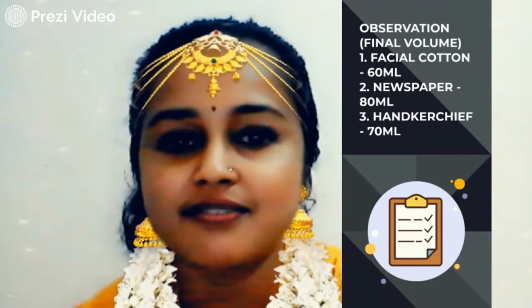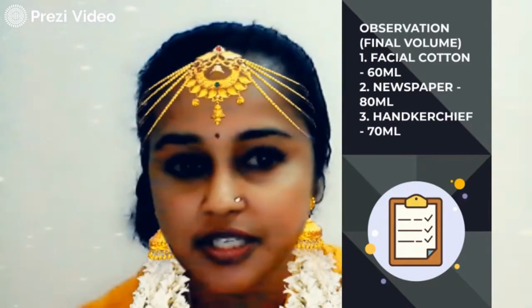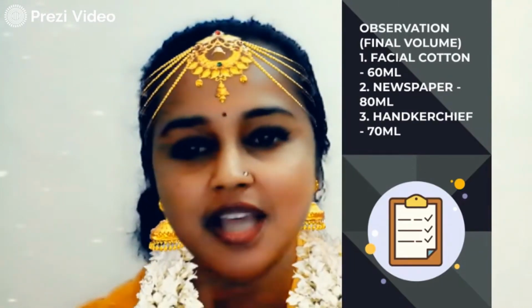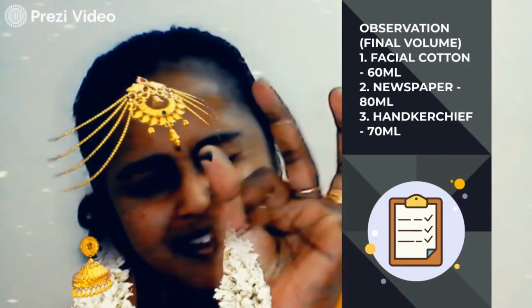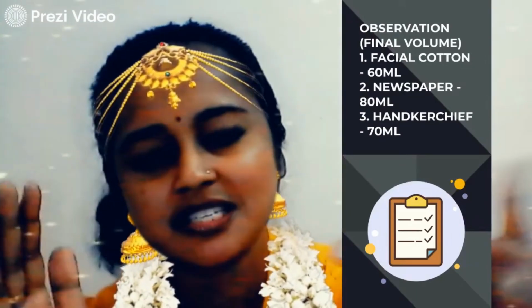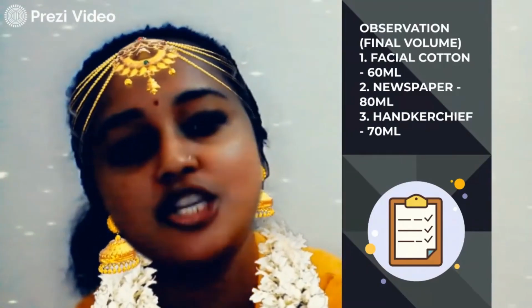Okay, can you give me the reason why? Because the facial cotton has tiny holes, which allow the air or water to pass through very easily. Very tiny holes. So the water passes through very easily. So that's why it can absorb the most water in 30 seconds. In a short time, it can absorb the most water, when you compare it with the newspaper and the handkerchief. Very simple.